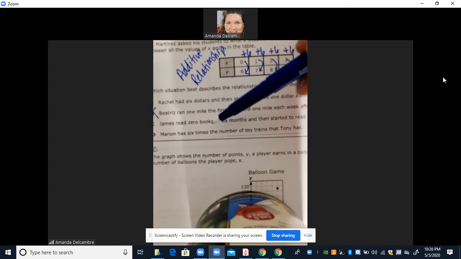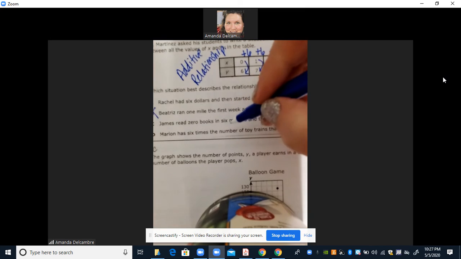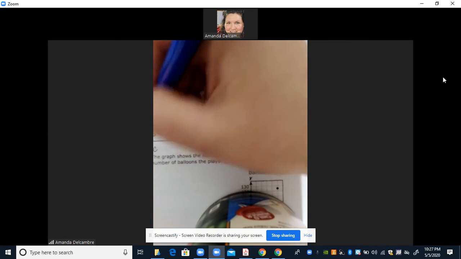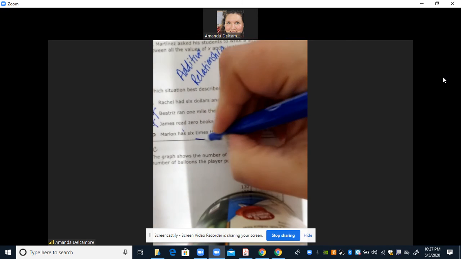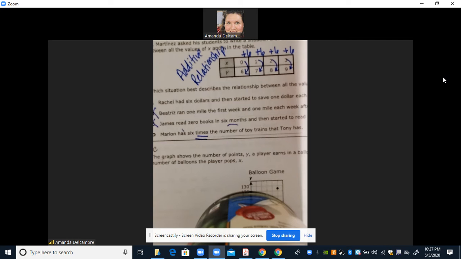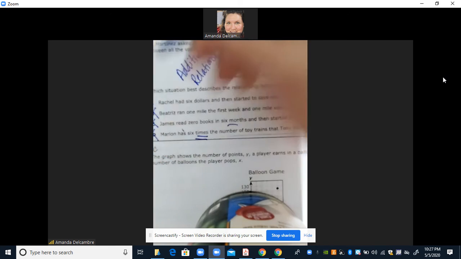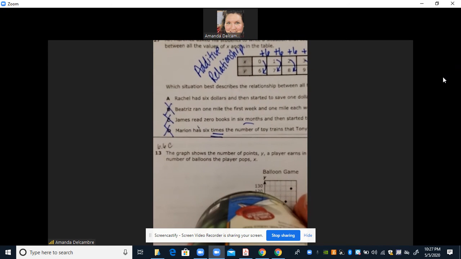James read 0 books in 6 months and then started to read 1 book each week. Well, we started from months to weeks. And remember, we keep the same throughout, so that doesn't make sense. Marion had 6 times the number of toys. Times means it's multiplicative. And we remember it's an additive relationship, so that couldn't be an answer choice. So that only leaves me with 1 answer. And let's just go over it.